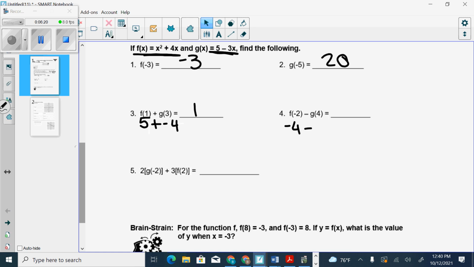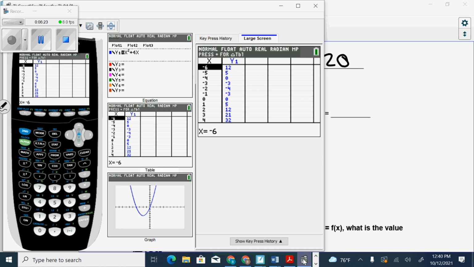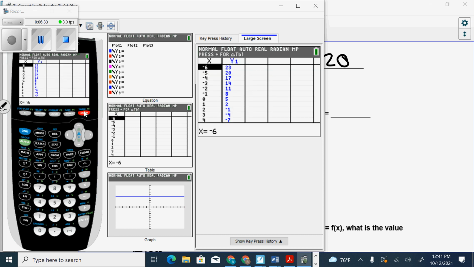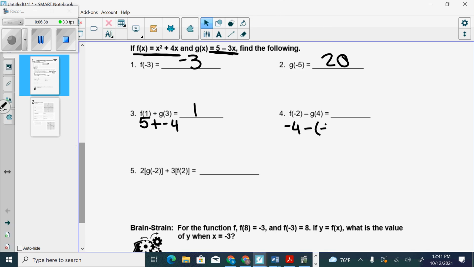And then it's going to be minus g. So I've got to go back in and change my rule to g, which was 5 minus 3x. Then we pull up our table. So when it is 4, it is negative 7. I have to be careful here. It's minus negative 7. Two negatives in a row make a positive. So this is really negative 4 plus 7, which would be 3. So be careful with our signs there.